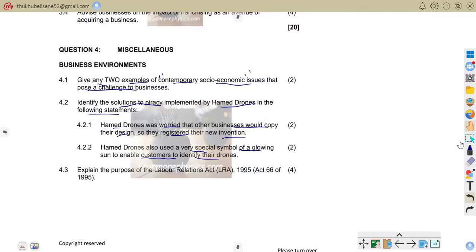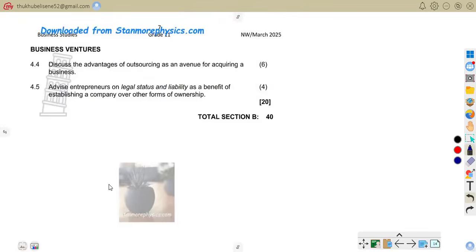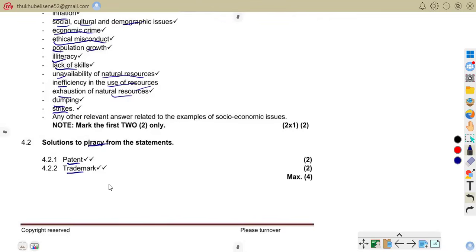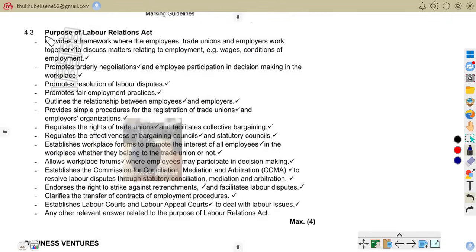4.3, we are to explain the purpose of the Labour Relations Act 1995, Act 66 of 1995. The purpose of the Labour Relations Act, as it says, is to provide a framework where employees, trade unions, and employers work together to discuss matters relating to employment, e.g. wages, conditions of employment.